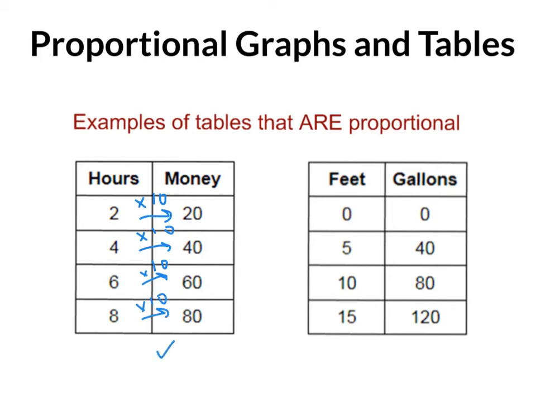The second table has the origin on there, (0, 0), so it's a signal that it may very well be proportional. And then we would just look at the relationship between each of the numbers. So 5 times 8 is 40, so we want to make sure that we have a scale factor of 8 throughout the entire table. Since we do, it is also proportional.